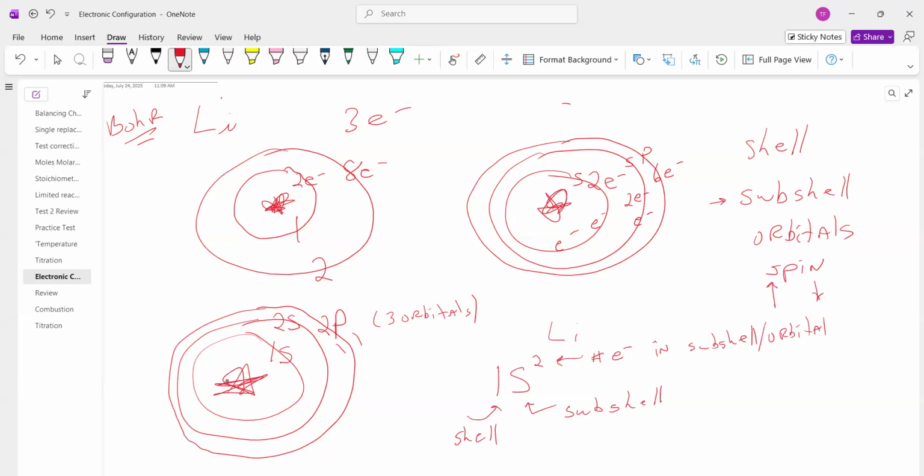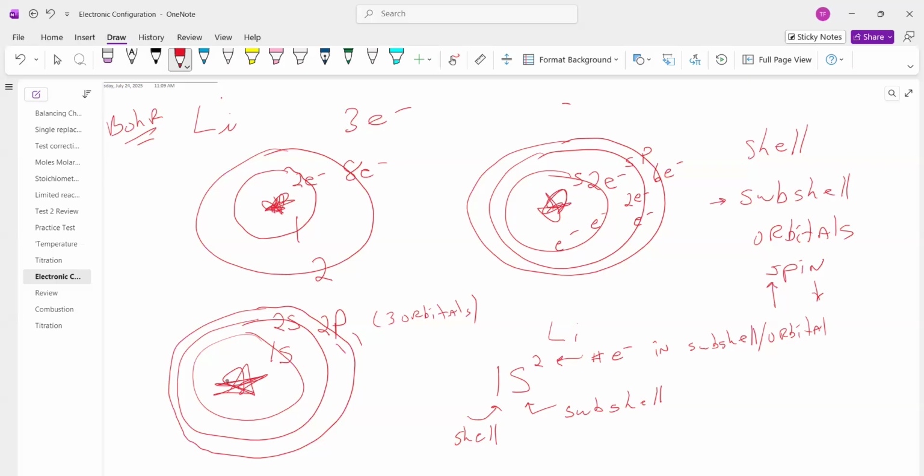Okay, so we've accounted for 2 electrons. We have 1 more to account for. Where's the other electron? Next up, is it subshell? It's in shell 2. Subshell what? S. S is the most stable of the 3 orbitals in there.